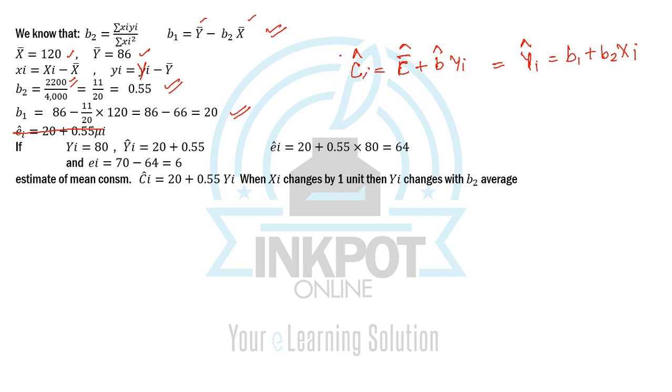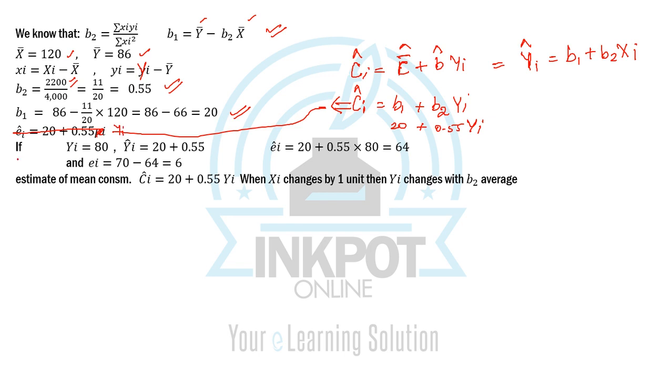This is the ci hat, so you can write the predicted consumption equation as ci hat is equal to b1, which we can assume as autonomous consumption, plus b2, the marginal propensity to consume, times the income that we have. So this is the equation that we want to write here. Now we have the value of b1 that is 20 and the value of b2 that is 0.55 times yi. This is not mu i, this is yi.